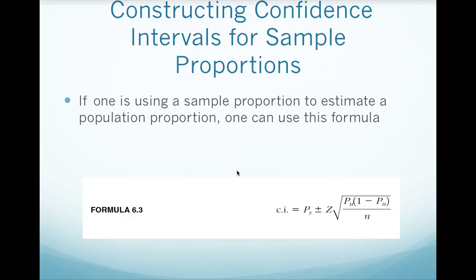However, we can use SPSS to calculate the sample statistics, namely proportions, on which interval estimates are based. Once you know these simple sample statistics, the confidence interval for the sample proportion is easily computed. Constructing confidence intervals for sample proportions. If one is using a sample proportion to estimate a population proportion, one can use this formula.